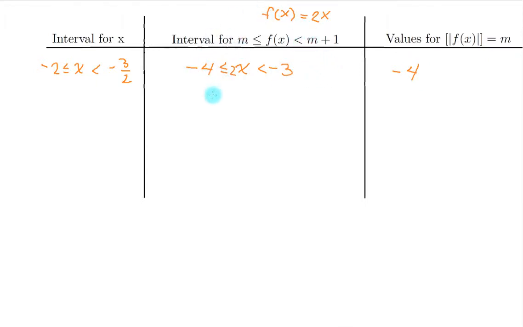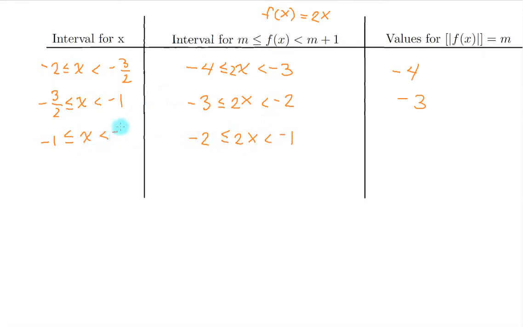Now let's keep with the procedure. This again is going to be -3/2 less than or equal to x less than what? Well, this is -3 less than or equal to 2x, less than -2. But how do we get -2 from x? Well, we have to multiply by, so x is -1. That's how we get -2, multiplying by 2, by -1. And here the value is -3. Now let's continue. So this is -2 less than or equal to 2x less than -1, and -1 less than or equal to x less than what? How do I get -1? Well, x is -1/2. And here the value is -2.